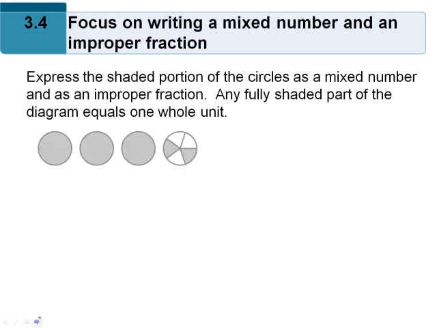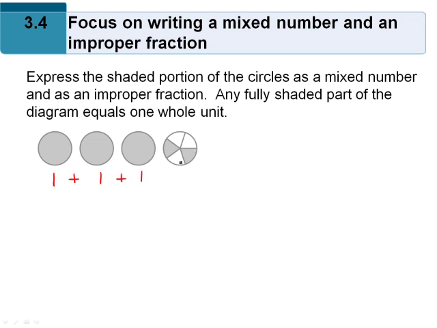So it says to express the shaded portion of the circles as a mixed number and as an improper fraction. Any fully shaded part of the diagram equals one whole unit. Okay, so you've got one whole unit here, one whole circle, another whole circle, another whole circle. So we're adding those up. That's going to give us 3.